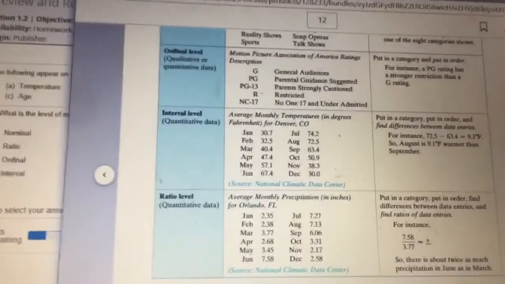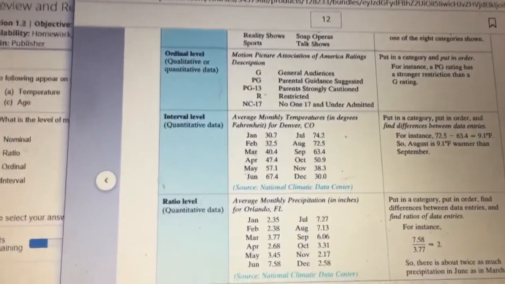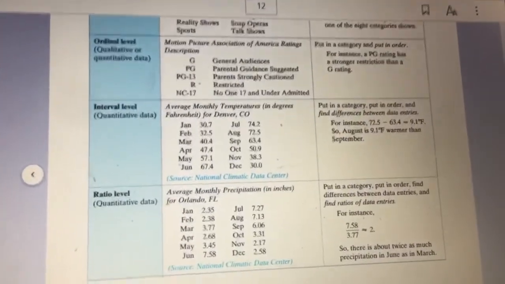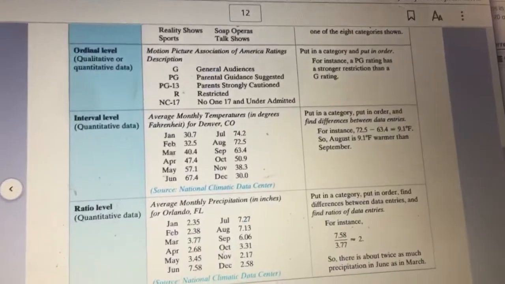All right, so this may be a little hard to understand at first. You might have to review it and think about it. But I think once you do some of the homework problems, it won't be too bad. So that's what I'm going to do.